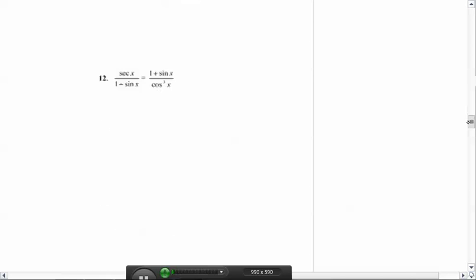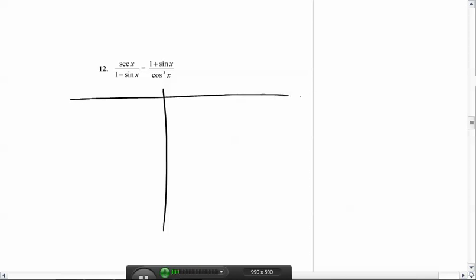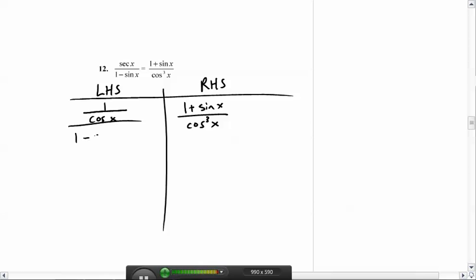For question number 12. Okay, the right-hand side is already in its simplest form. We have 1 plus sine x over cos x, cos cubed x. And on the left-hand side, we have 1 over cosine instead of secant over 1 minus sine. So let me multiply everything by the lowest common denominator, which is cosine. And then on the numerator, I'll get 1, and the denominator, I'll leave this one factored, cos times 1 minus sine x.